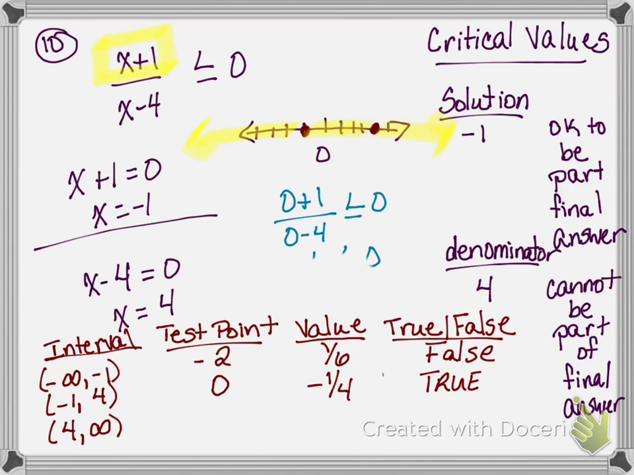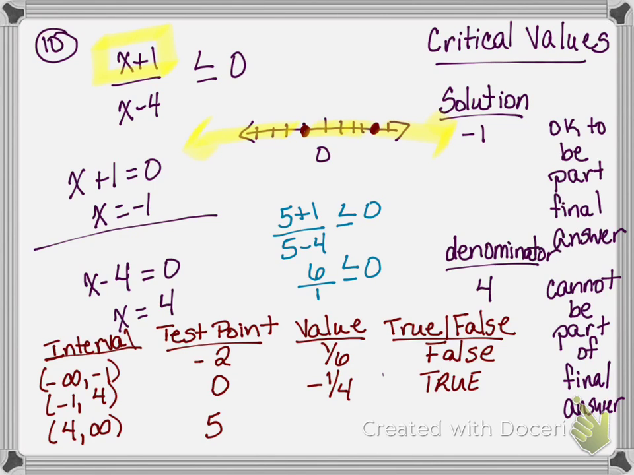Now our last interval is 4 to infinity. So for this interval, I'm going to pick positive 5. So I am going to plug in positive 5 for x. So I'm going to say 5 plus 1 over 5 minus 4 is less than or equal to 0. 5 plus 1 is 6. 5 minus 4 is positive 1. And I am left with 6 is less than or equal to 0. And that is not true. That is a false statement.